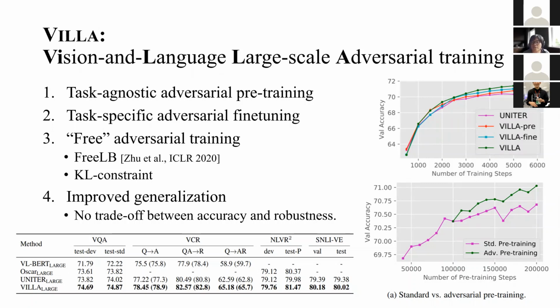So both adversarial pre-training and adversarial fine-tuning are shown effective individually. And by combining them, VILLA achieves the new state-of-the-art. It is worth noting that VILLA improves generalization. We do not observe trade-offs between accuracy and robustness as found in adversarial training for images.